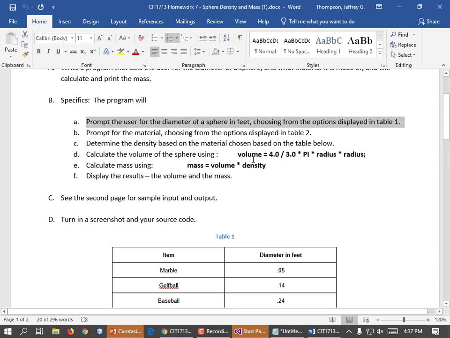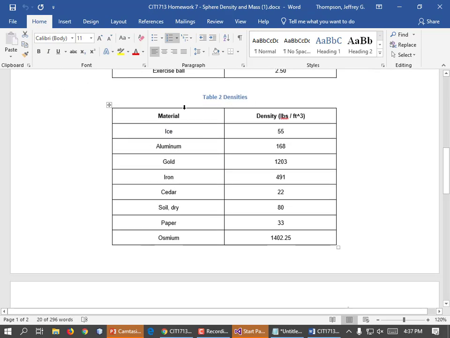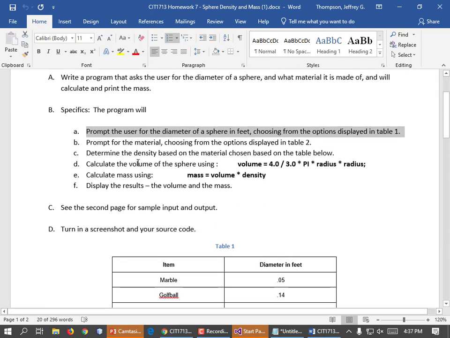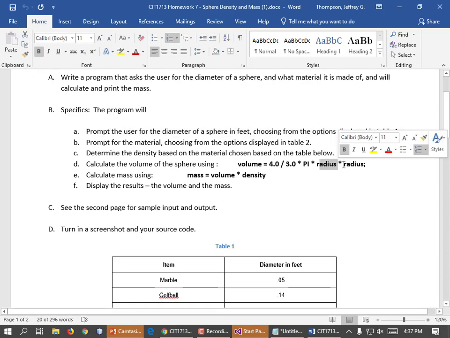And then determine the density based on this. That's just a simple table lookup. You're going to just use the switch statement. If they chose gold, you're going to set the density to 1203. If they chose soil, you're going to set the density to 80. You're going to calculate the volume using 4/3 times pi times radius.